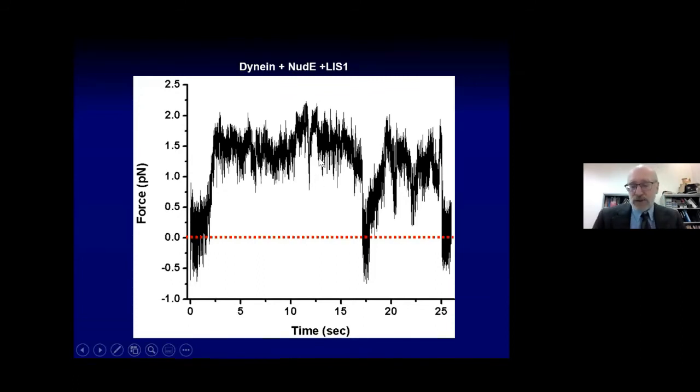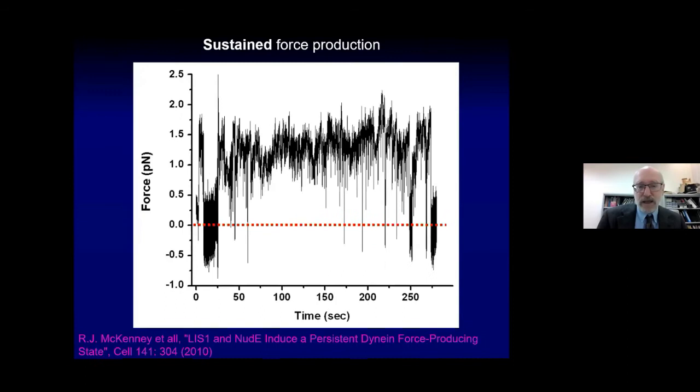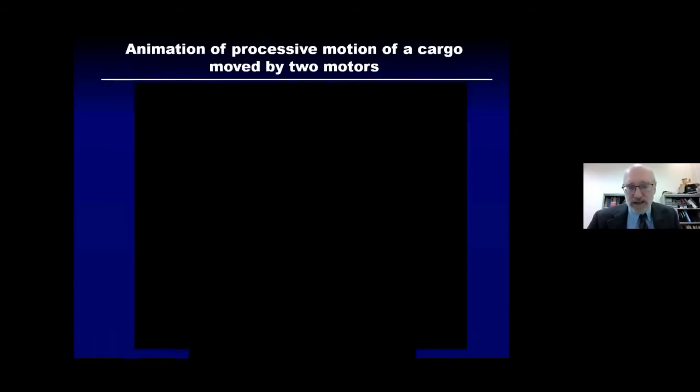So you can last much longer. And in some cases, you can get sustained force production for tens or even hundreds of seconds. You can read about that if you're interested in a Cell paper in 2010. Again, that's downloadable from my website. So the point is that we knew already that the combination of NudE and Lis1 with dynein can change dynein force production and enable it to produce longer duration events.